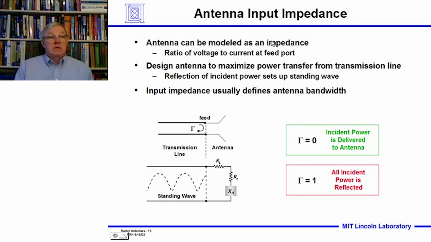Now, the antenna can be modeled as an impedance. And again, just to remind you, the impedance is the ratio of the voltage to the current at the feed point. Sometimes, and I don't have it on this view graph, a measure of how good that match is is called the standing wave ratio, VSWR, voltage standing wave ratio. When all of the power goes out, the standing wave ratio is 1. When all the power is reflected, it's infinite. And the input impedance that you have here defines the frequency range over which your antenna can operate, its bandwidth.